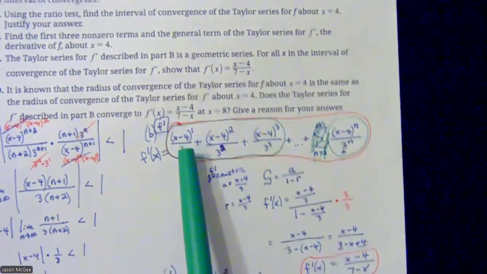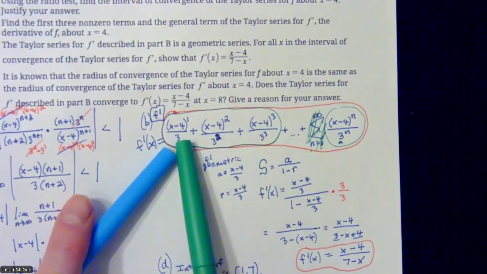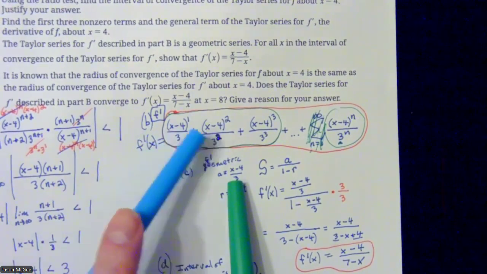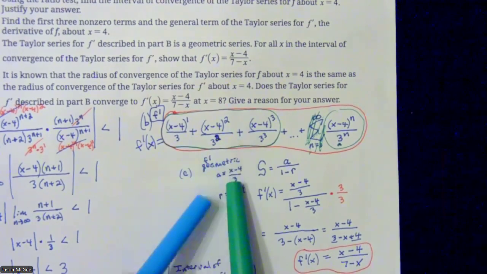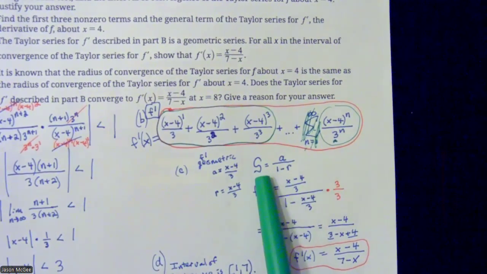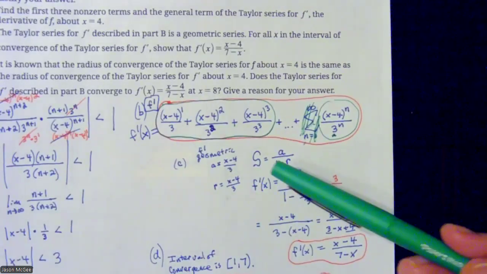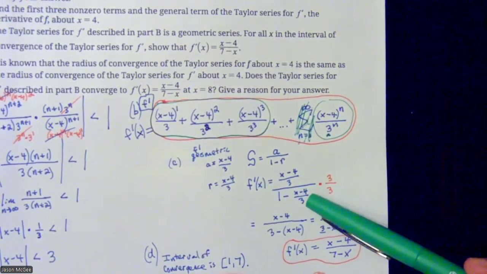So if you look at this guy, remember that a is your first term. So here's my derivative. There's my first term, there's my a value. And then each time you're multiplying it by x minus 4 over 3, another x minus 4 over 3. So that's what your r value is as well. So if you use this infinite geometric sum formula, we've seen that before as well, the a over 1 minus r, there's my a, there's my 1 minus my r.